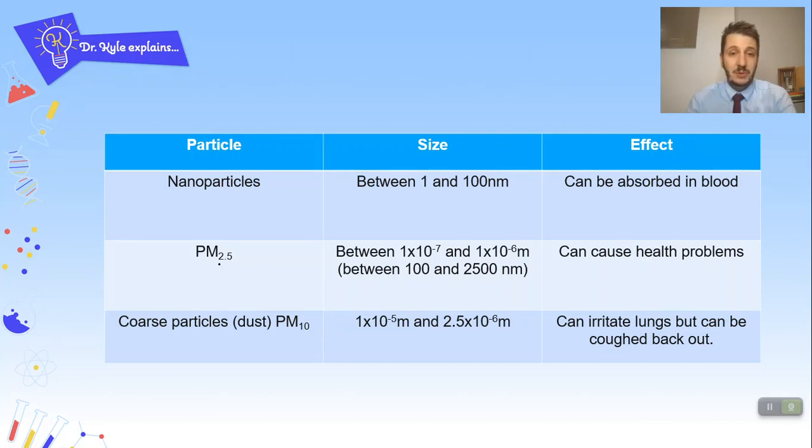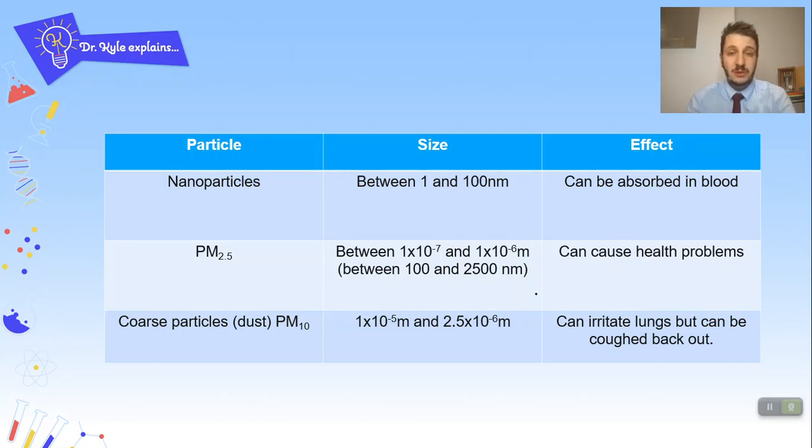Now, particulate matter 2.5 can cause health problems because the particles are small enough to be breathed in, but they're too big to get into the bloodstream. So they essentially get stuck in the lungs. An example of this could be something like asbestos that you might have heard of before. It can be quite dangerous when you breathe it in.